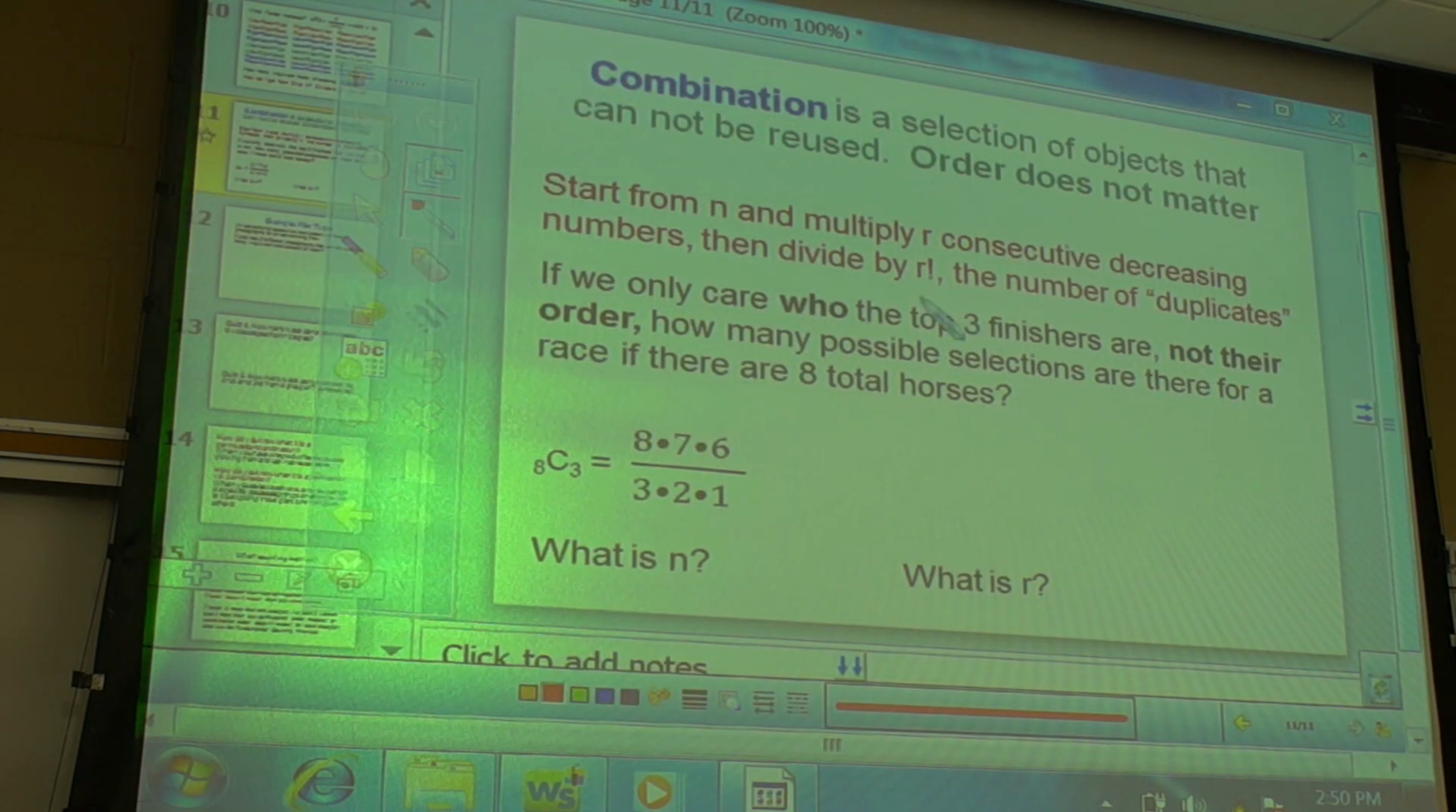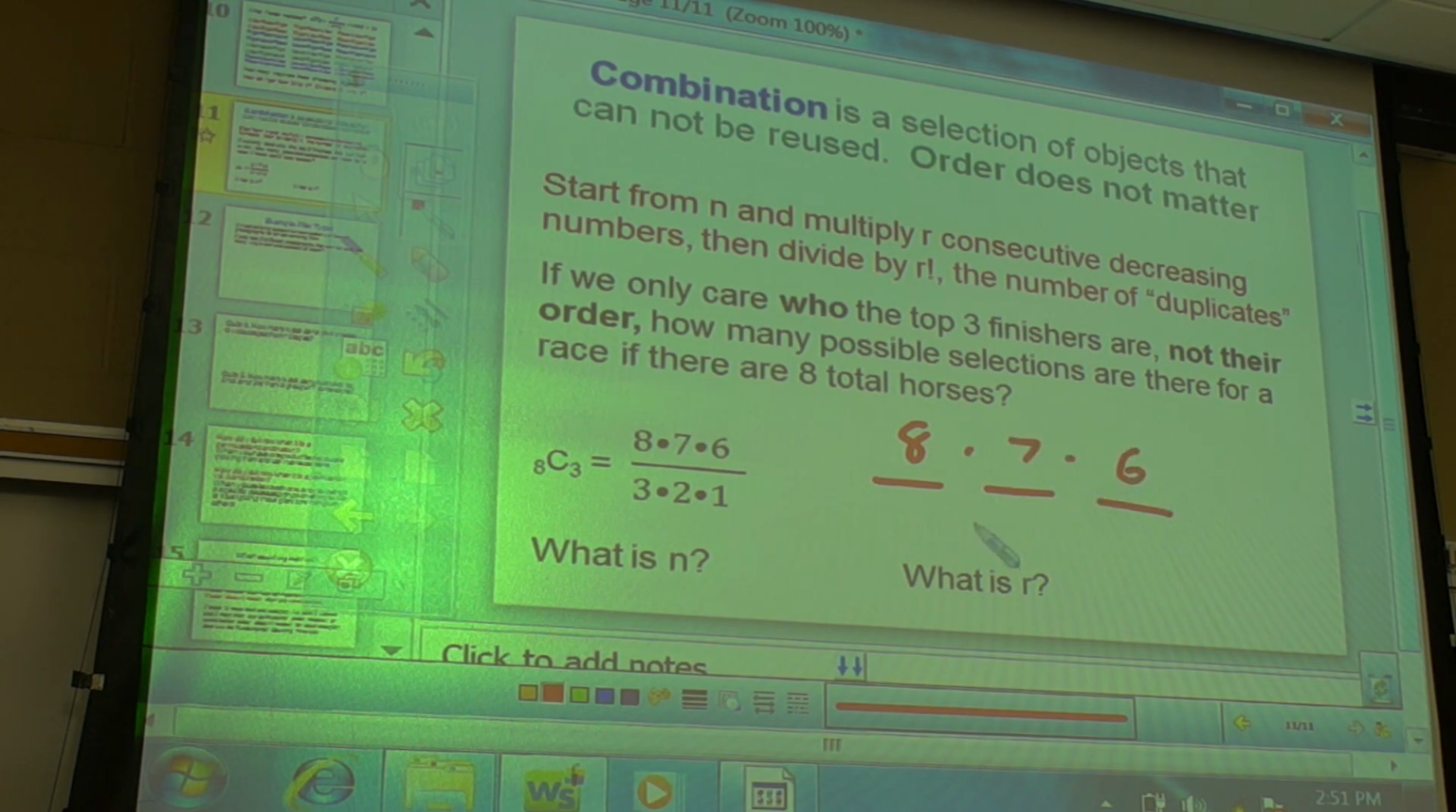Has anybody ever gone to a horse race? You can make a bet on to show. So you pick the top 3 horses that are going to come in first, second, and third in any order. And it doesn't matter which one comes in first, second, or third, just those top 3. So I just need those top 3 to come in. It doesn't matter what order. So I'm picking 3. For first place, 8 horses, 8 options. Second place, 7. Third place, 6.